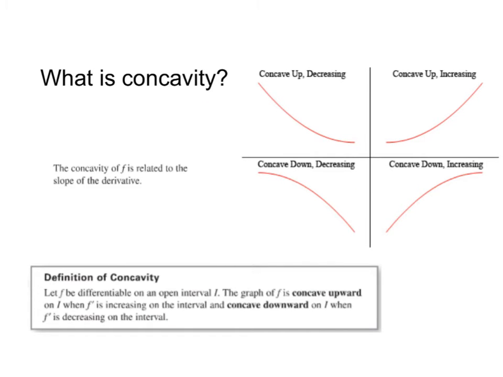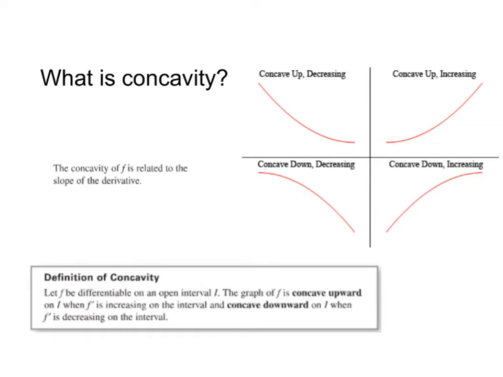So a reminder, what is concavity? Note that the concavity of a function is related to its slope, the slope of the derivatives, because concavity is going to be related to the second derivative. So when we talk about a function graph, and then a derivative graph, and then the second derivative graph, we're going to be entering into a discussion of concavity.